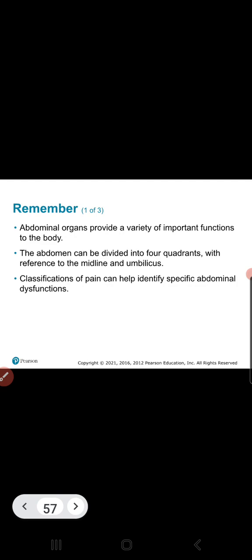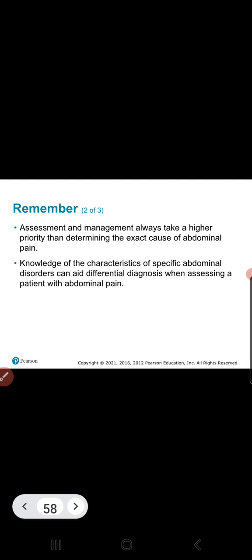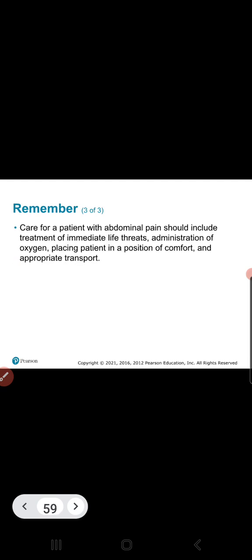All right, remember, abdominal organs provide a variety of important functions to the body. The abdomen can be divided into 4 quadrants with reference to the midline and the umbilicus. Classifications of pain can help identify specific abdominal dysfunctions. Assessment and management always take a higher priority than determining the exact cause of abdominal pain. Knowledge of characteristics of specific abdominal disorders can aid differential diagnosis when assessing a patient with abdominal injury. Care for a patient with abdominal pain should include treatment of immediate life threats, administration of oxygen, placing patient in position of comfort, and appropriate transport.